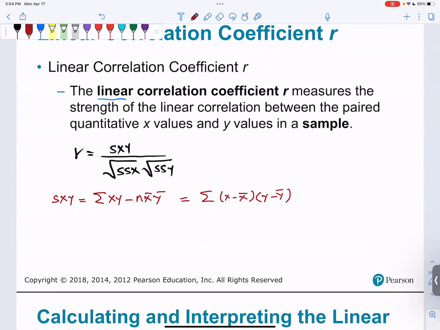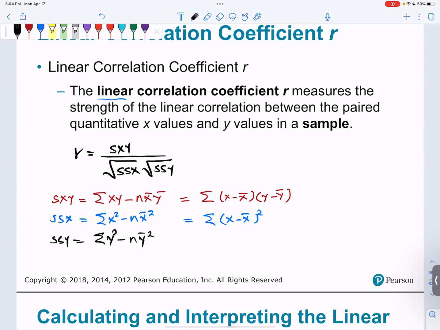And SSX equal to summation X square minus N X bar square, or you can use this one, summation of X minus X bar, squared. And then SSY equal to summation Y square minus N Y bar square, or you can write it as summation of Y minus Y bar, squared. We'll take an example in detail. But I like to use those formulas to calculate. It's much easier.